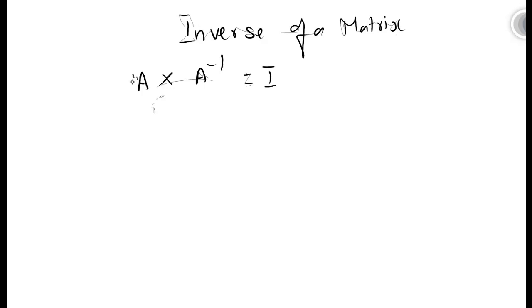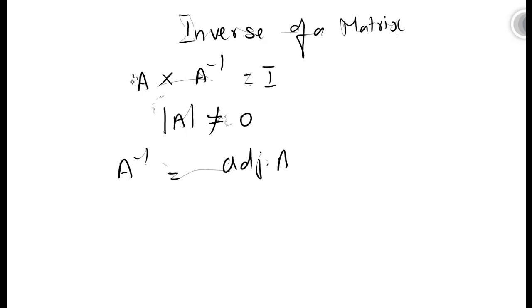Theorem 2 says the necessary and sufficient condition for a square matrix to be invertible is that the determinant of A should not be equal to 0. So, we can define A inverse as adjoint of A divided by determinant of A, if determinant of A is not equal to 0.